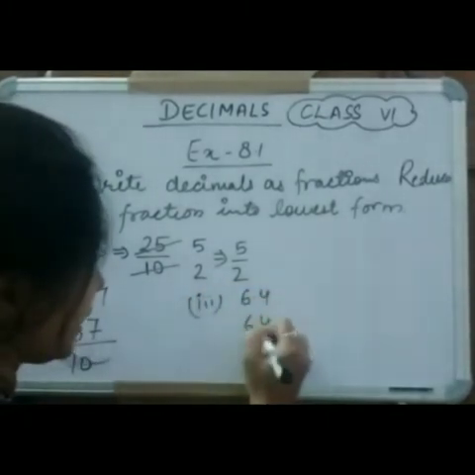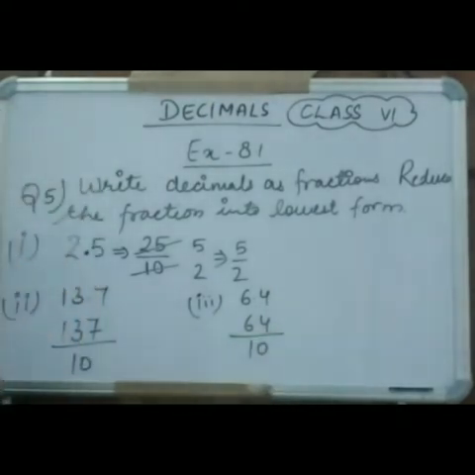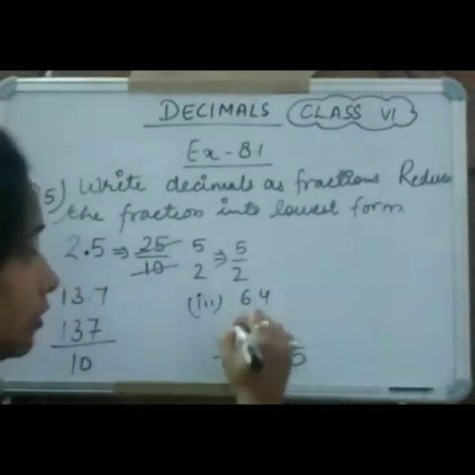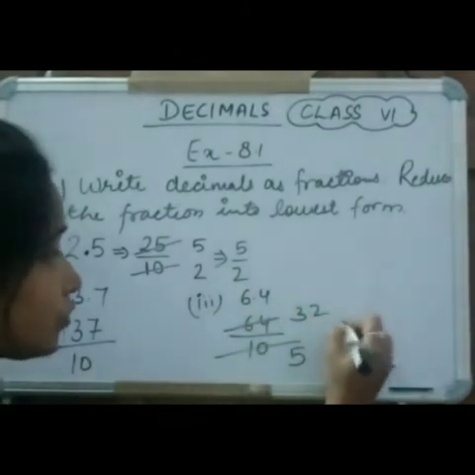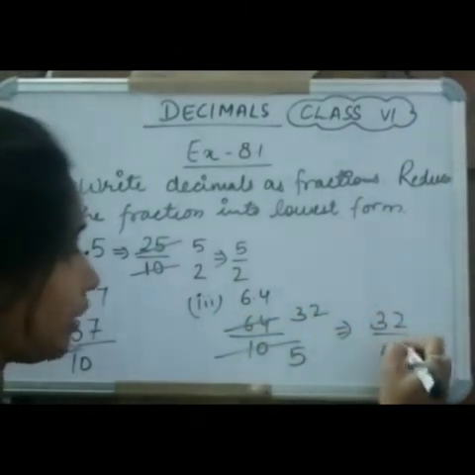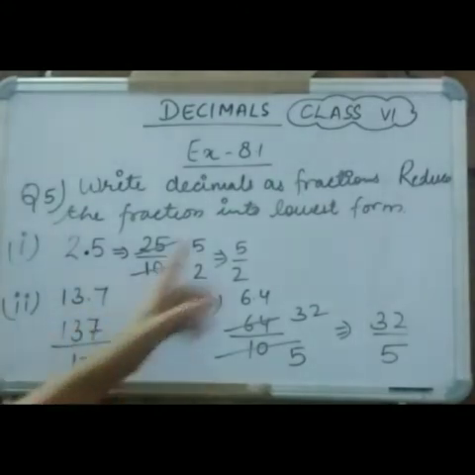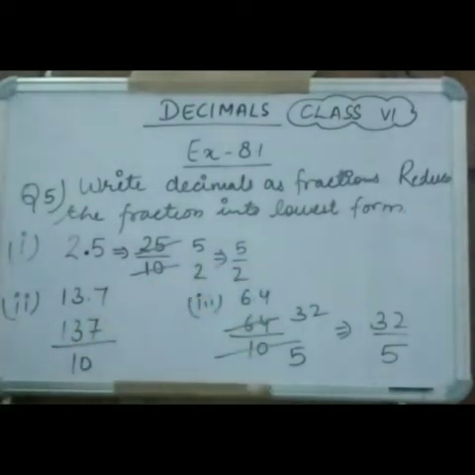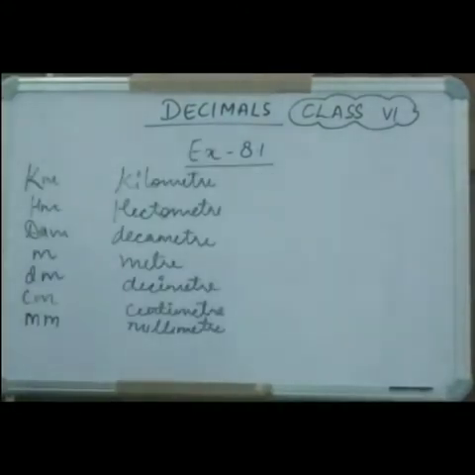6.4 can be written as 64 upon 10. Now again, 2 5s are 10, 2 3s are 6, 2 2s are 4, so it will come 32 upon 5. This is the lowest form, which we have done in fractions also.